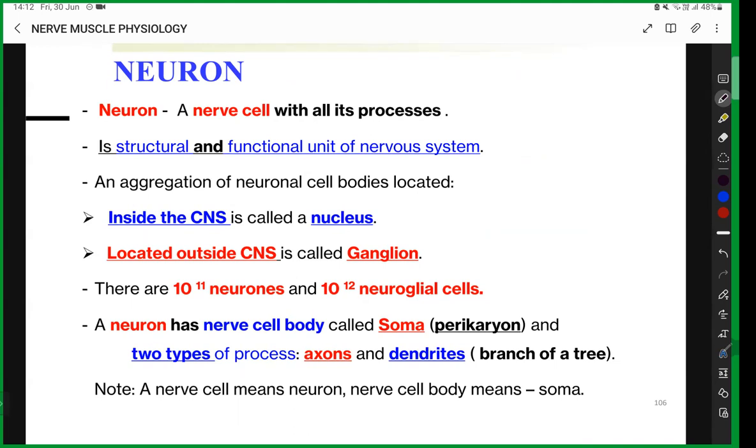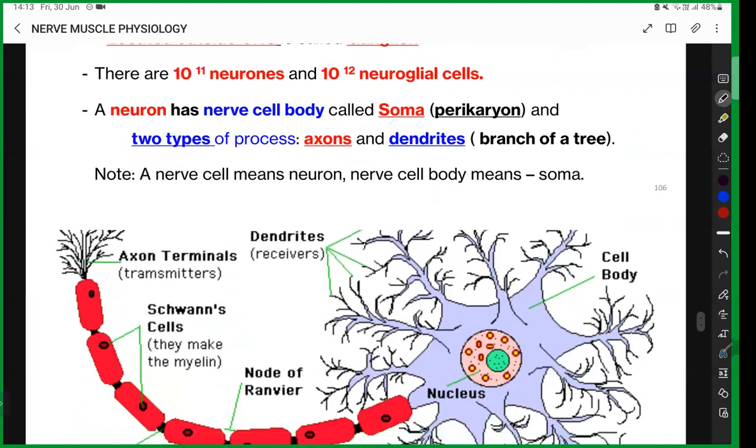A neuron, a nerve cell, is the structural and functional unit of the nervous system. All underlined words are very important. An aggregation of neuronal cell bodies located inside the CNS is called a nucleus. When the same thing is located outside the CNS, the aggregate of neuronal cell bodies is called a ganglion. The neuron's cell body is called the soma, and you have two types of processes, like the branches of a tree: dendrites and the axon. Nerve cell means neuron, nerve cell body means soma.